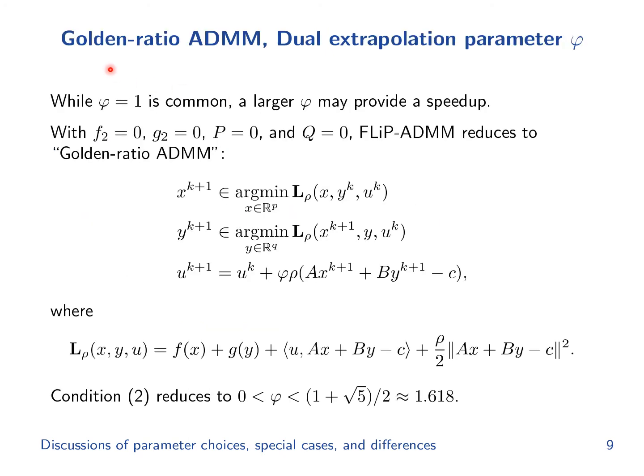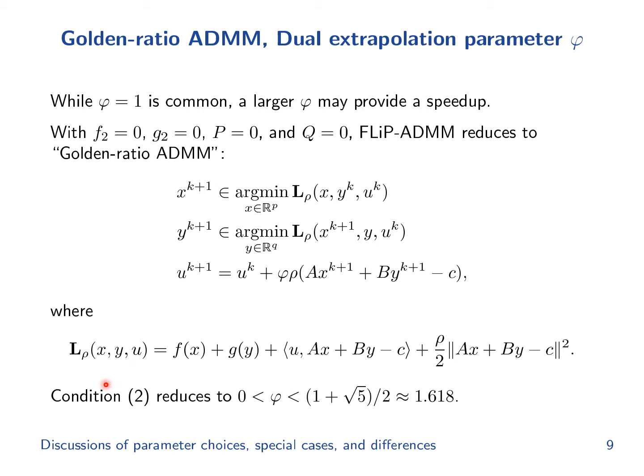Let's look at golden ratio ADMM, which is a generalization of classic ADMM with the extra dual extrapolation parameter phi. Setting phi greater than 1 may provide a speed up. And if we set f2 and g2 equal to 0, P and Q to 0, such that the proximity terms vanish, then FLiP-ADMM reduces to golden ratio ADMM. Using the augmented Lagrangian L sub rho, we write the standard ADMM updates on x and y as such. The only difference from standard ADMM or classic ADMM is this additional dual extrapolation parameter phi.